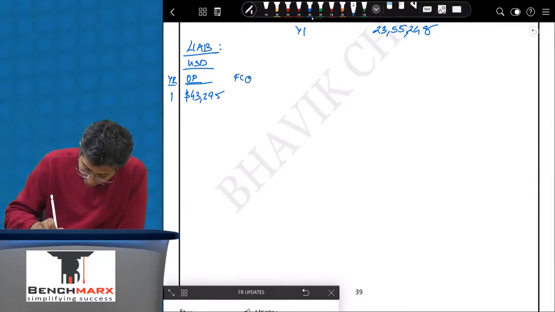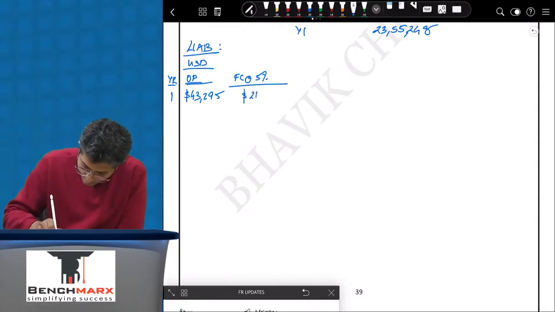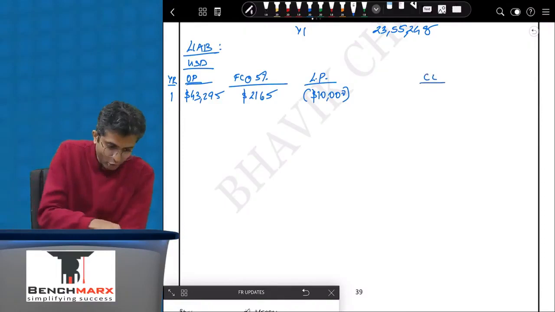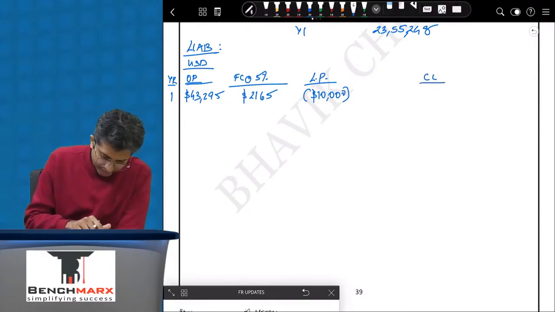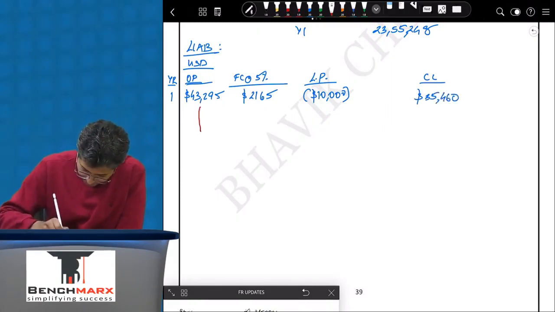The finance cost or interest will be at the rate of 5%. So this is 43,295 into 5%, which will be $2,165. I'm just rounding off. Apart from that, there would be a lease payment at the end of the year, which is $10,000, and hence this will give you a closing balance in dollars, which is 43,295 plus 2,165 less 10,000, and hence your closing balance in dollars would be 35,460.